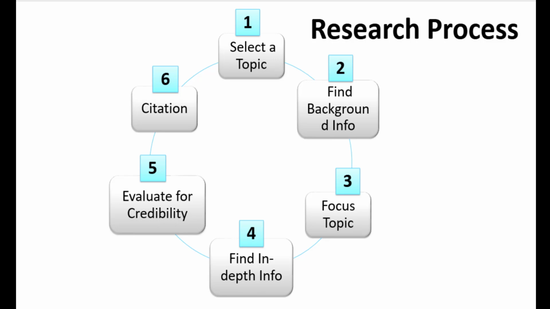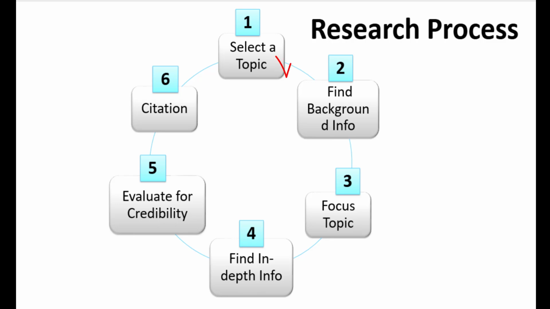4. Finding in-depth information on your focused topic, 5. Evaluating all of your sources for credibility, and 6. Citing your sources. Let's delve a little deeper into each of these steps so that we can establish clear expectations for success when conducting college-level research for a research paper.